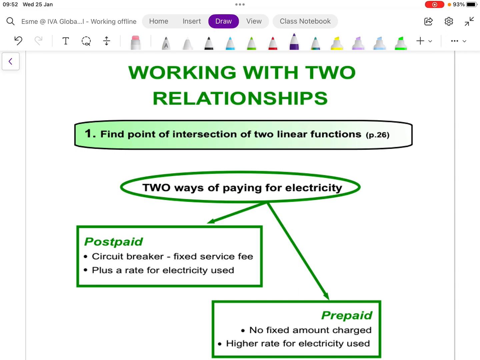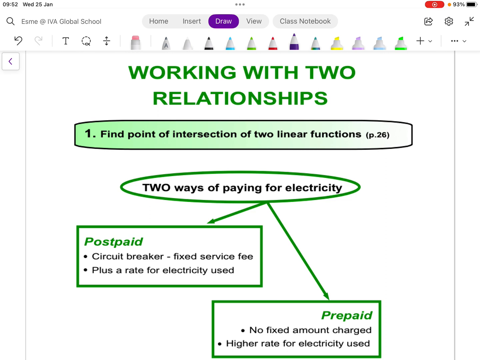We're now going to look at working with two relationships on a set of axes. And in order to do this, what we're heading towards is finding the point of intersection of two linear function line graphs. And this is on page 26.